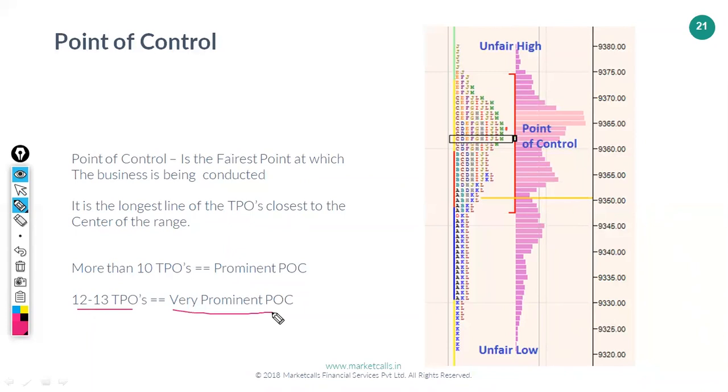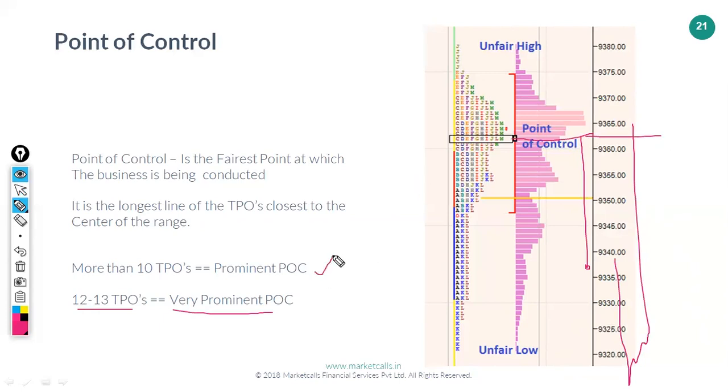Often, prominent point of control acts like a magnet. Let's say this is the prominent point of control. Next day, what happens is price opens here, it goes and tests back. Or it opens here, it takes the day low, and again it's coming back. My primary target is the point of control. So most of the time the point of control acts like a magnet, and if I am seeing a prominent point of control, price has higher odds of revisiting those levels.